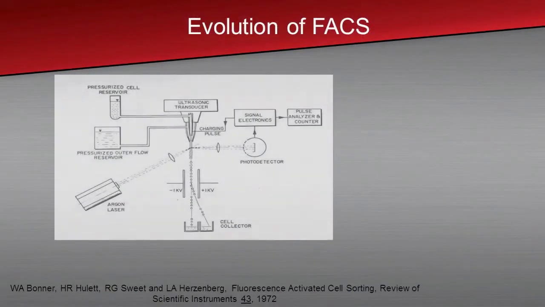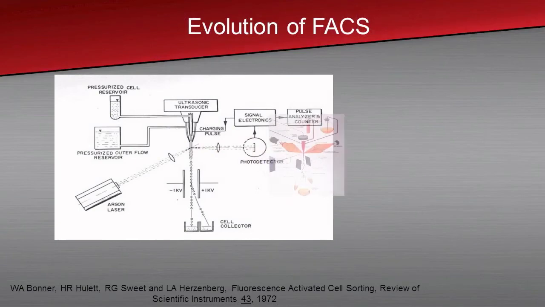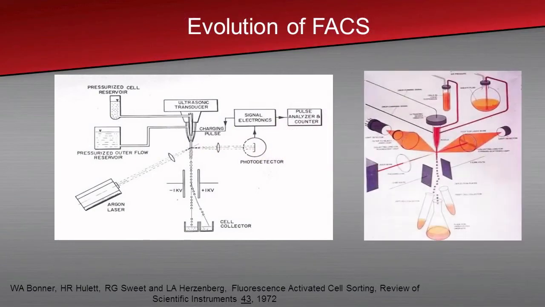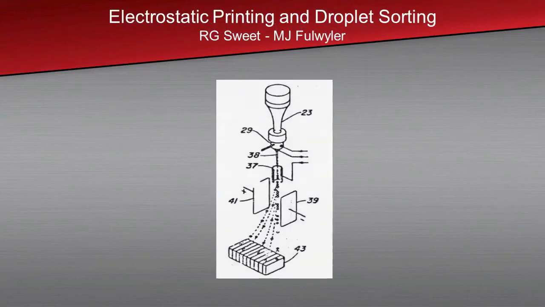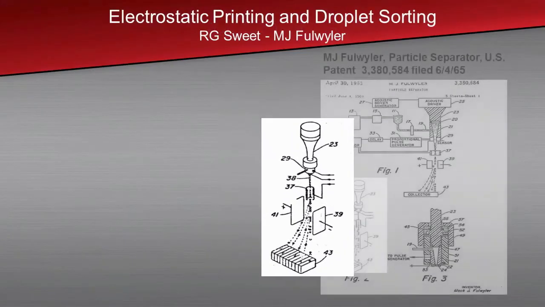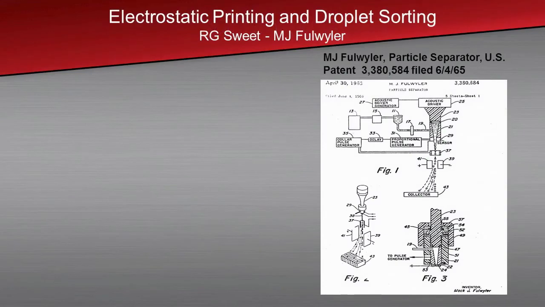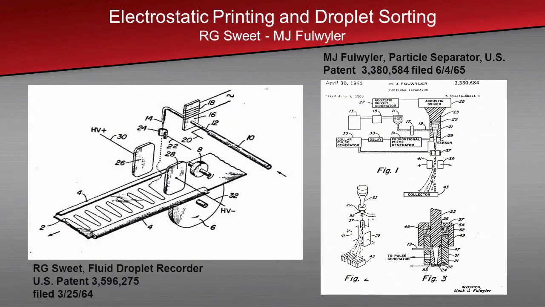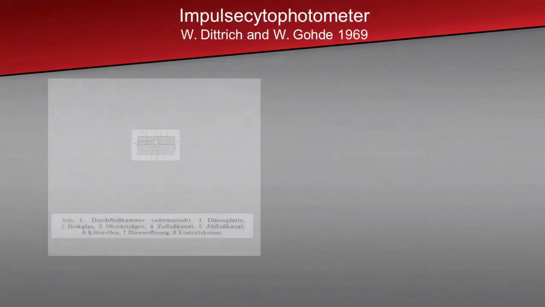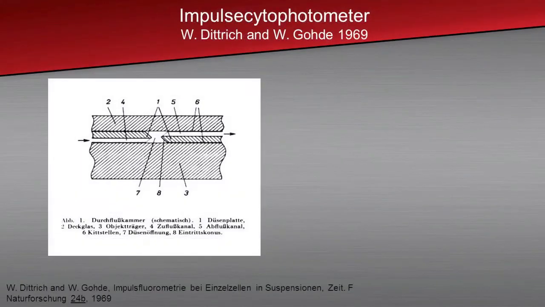Bill Bonner, working with Len Herzenberg at Stanford, developed the first fax flow cytometer in 1972. The sorting method that was applicable to blood cells and extensively used was developed by Mac Fulwyler, based on Dick Sweet's ink droplet printing technique invention. Both are shown here.